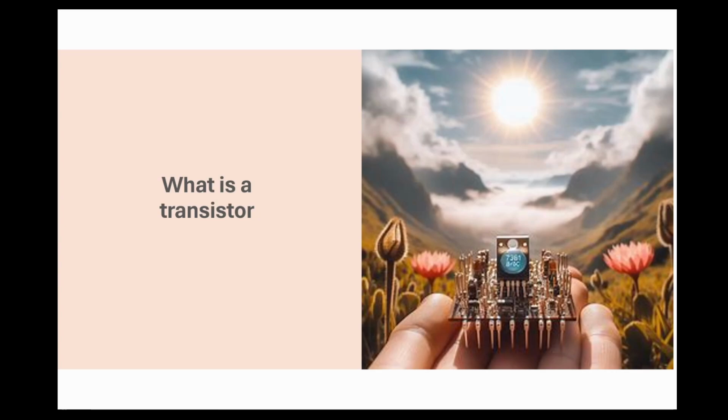But what is a transistor? A transistor is a semiconductor device that switches or amplifies electrical signals and power. It is one of the basic building blocks of modern electronics. It is composed of a semiconductor material, usually with at least three terminals for connection to an electrical circuit.